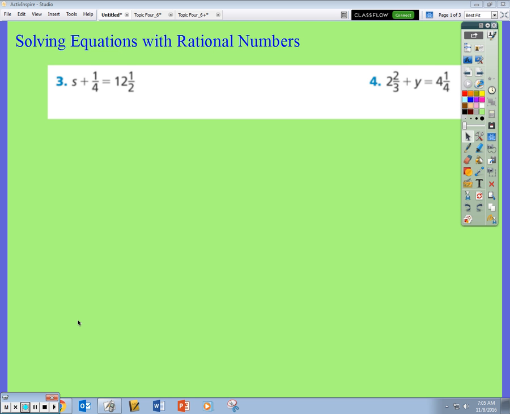Now again, this may sound repetitive, we need to be fluent with our addition, subtraction, multiplication, division of whole numbers, decimals, fractions, and mixed numbers. And this is really going to test our skill set here.